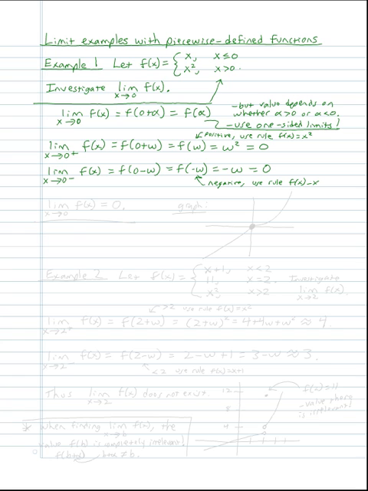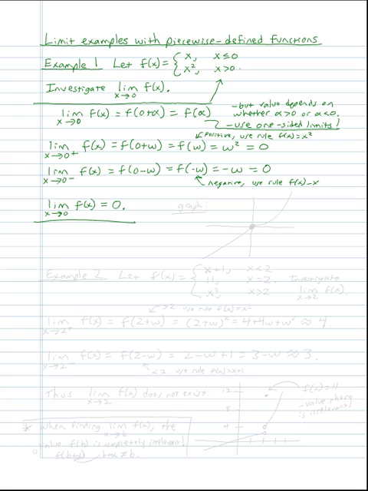Now recall that the two-sided limit as x goes to 0 of our function exists if and only if both of the one-sided limits exist and are the same number. So since both of the one-sided limits are 0, our two-sided limit is 0, and we are done. So that would be our answer in this case.